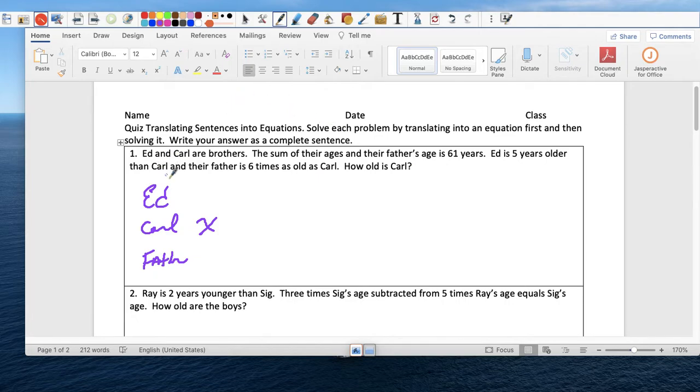Ed is 5 years older than Carl, so whatever Carl is, Ed is 5 years older: x plus 5. And the father is 6 times as old as Carl, so let's write 6x. That's the most important thing. Now, the sum of their ages: let's add Ed's age, plus Carl, plus the dad, which is 6x, that equals 61.